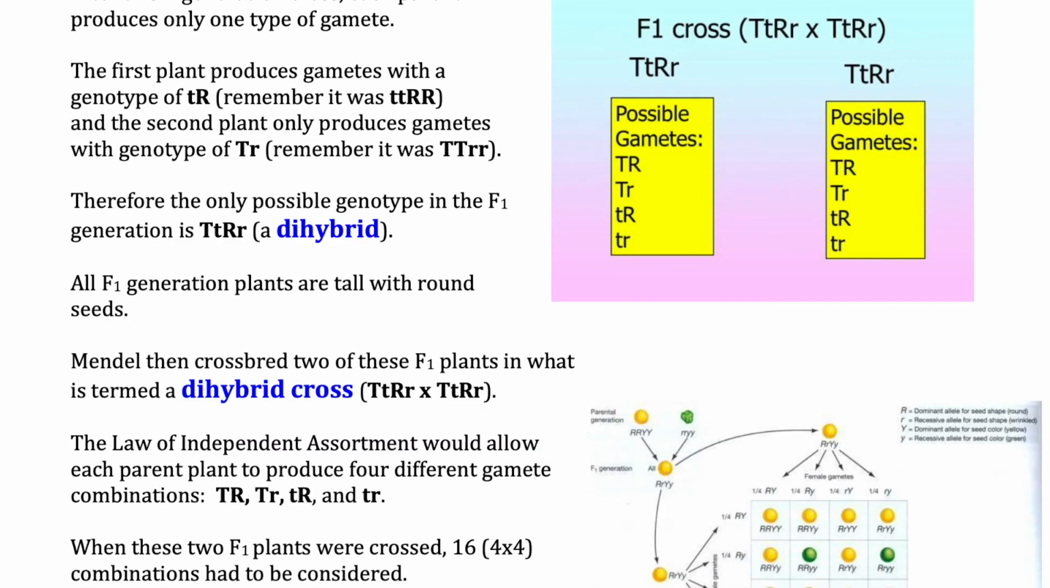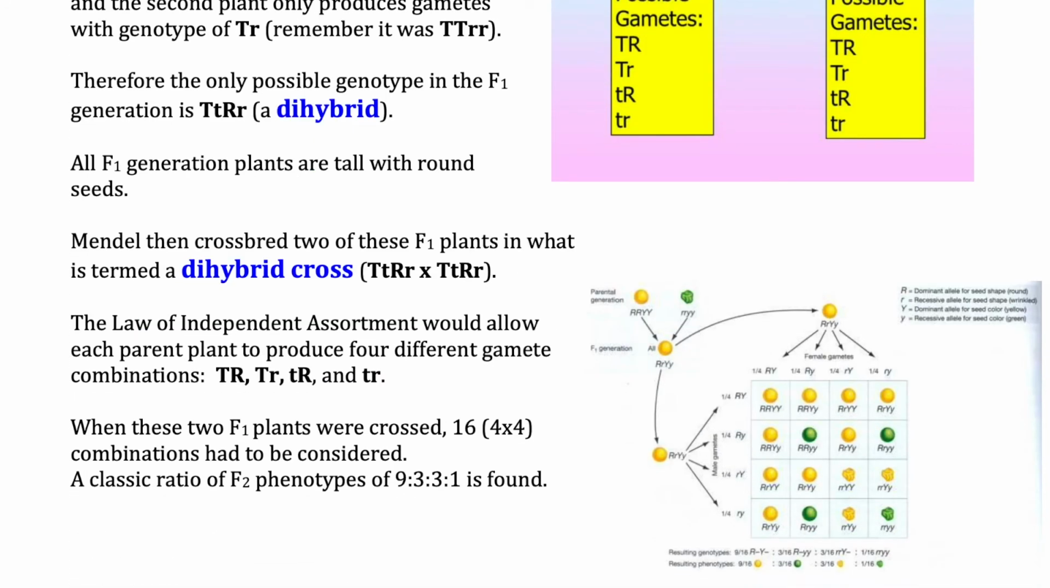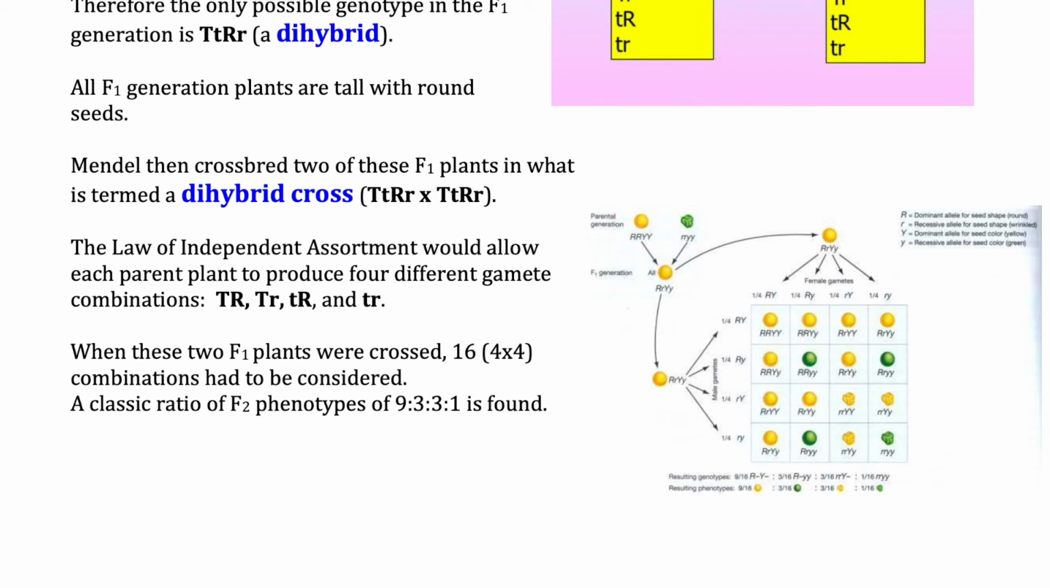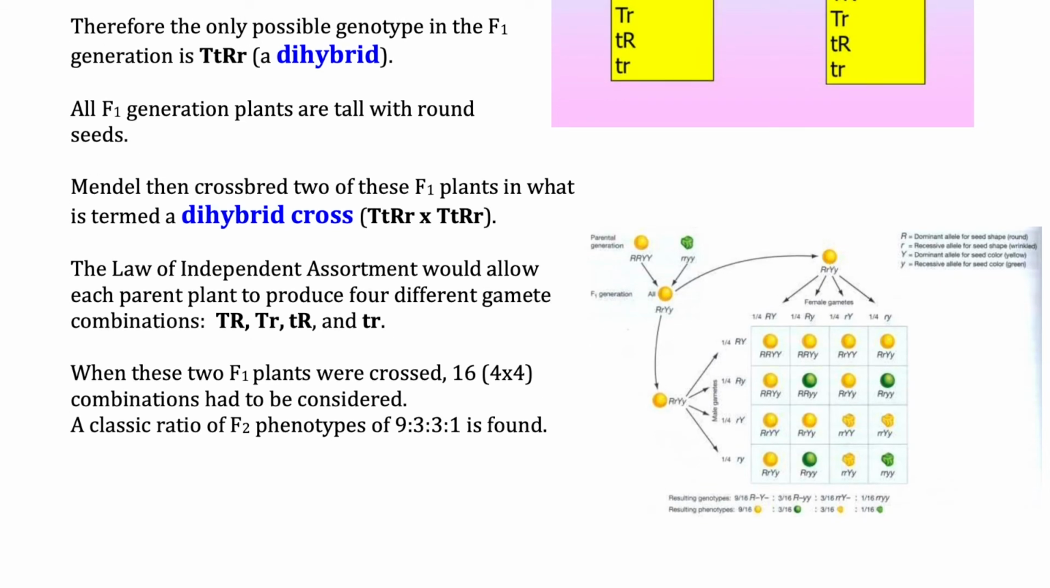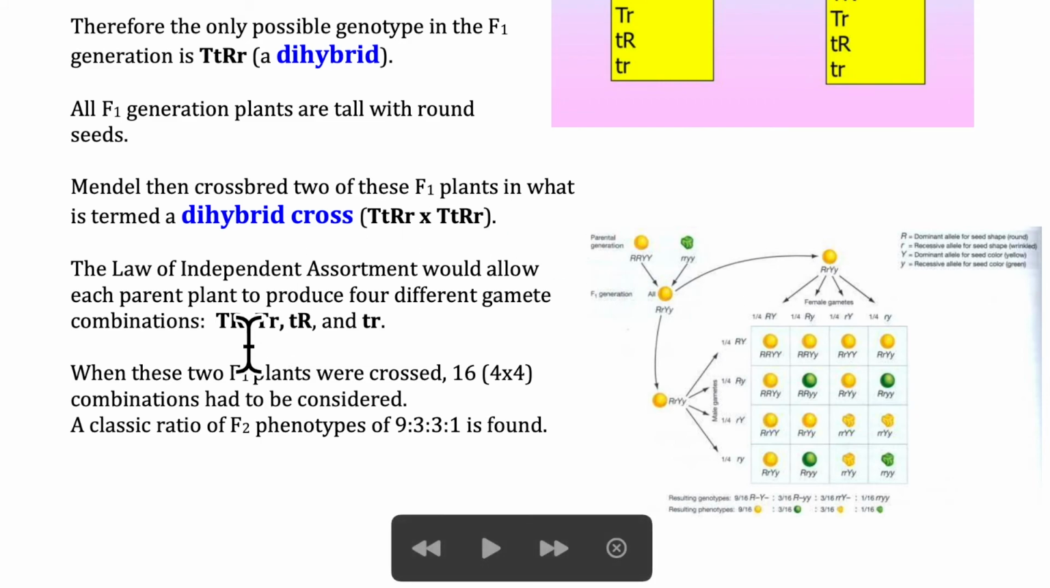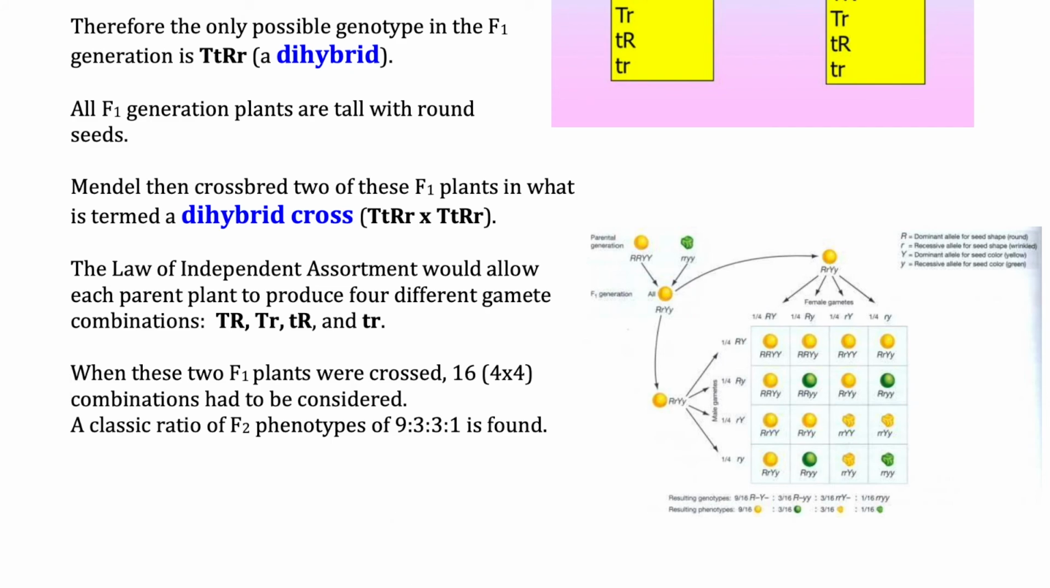But when Mendel then crossbred two of these F1 plants in what is termed a dihybrid cross, TtRr times TtRr, the Law of Independent Assortment would allow each parent plant to produce four different gamete combinations: TR, Tr, tR, and tr.